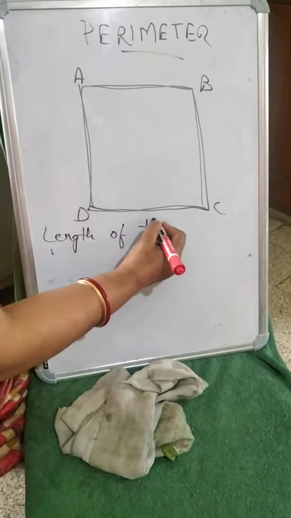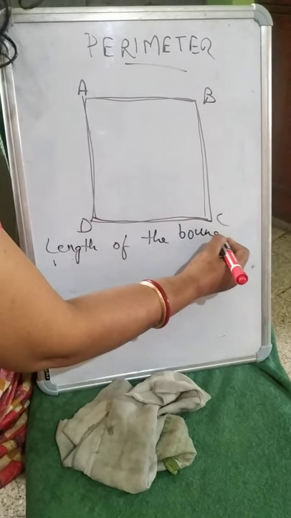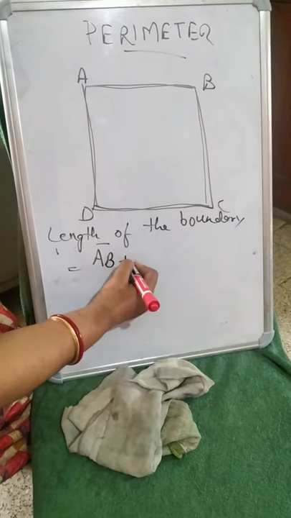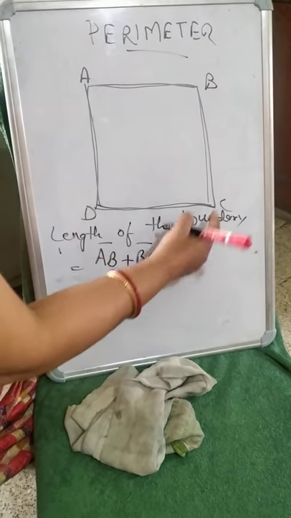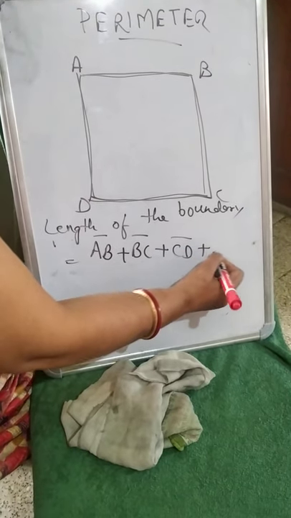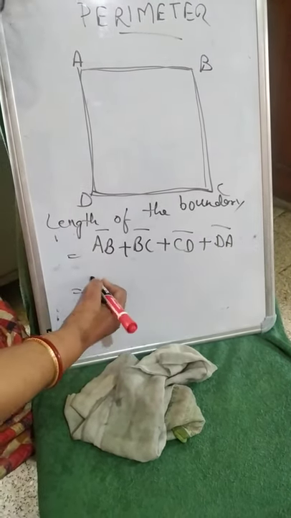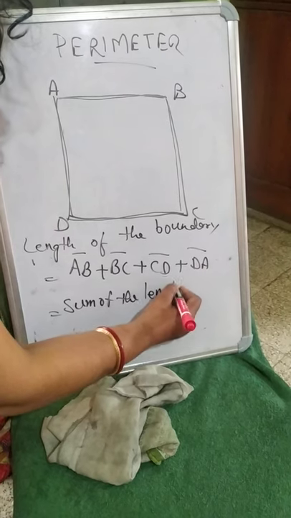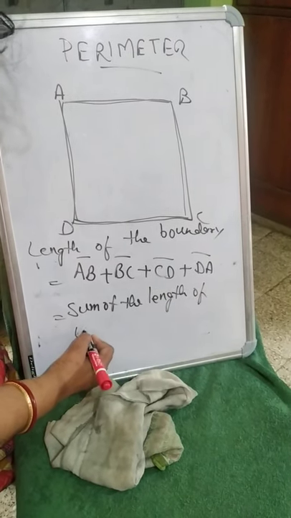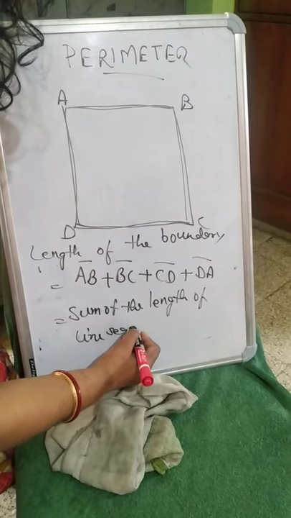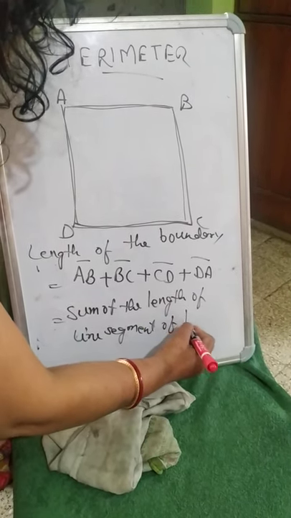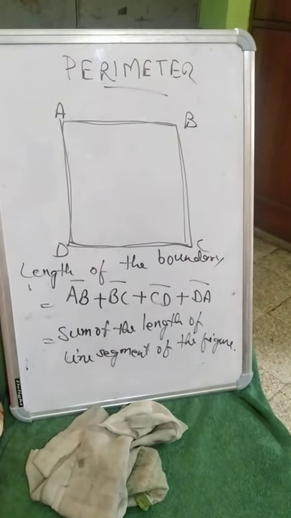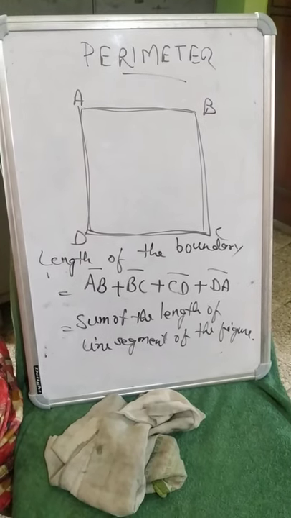Length of the boundary equals AB plus BC plus CD plus DA. These are line segments. So it means it is the sum of the lengths of line segments of the figure. Okay, so this is the length of the boundary. So what is the length of the boundary?